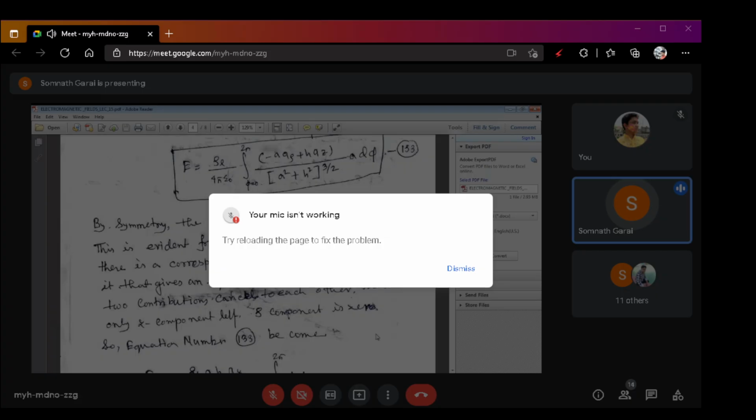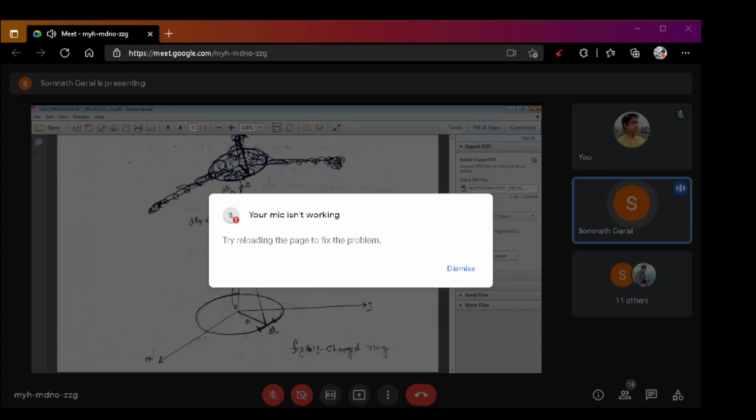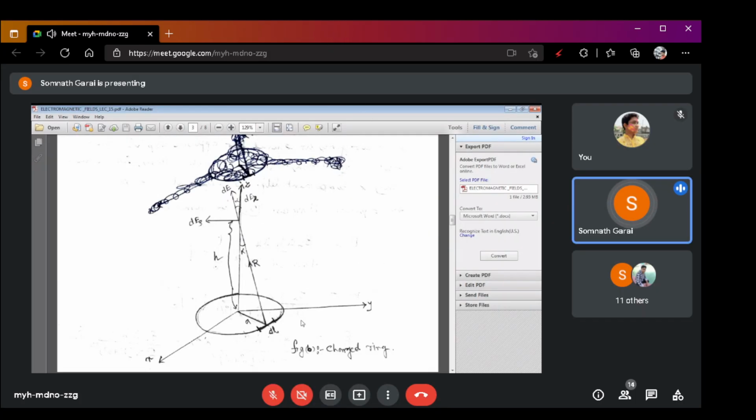That is the electric field intensity at the point situated on the Z axis with respect to the circular line charge situated in the XY plane. Clear to all? If any doubt, you can ask me.